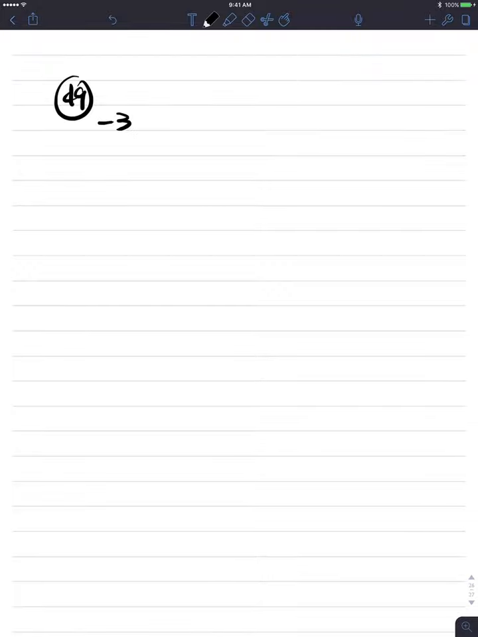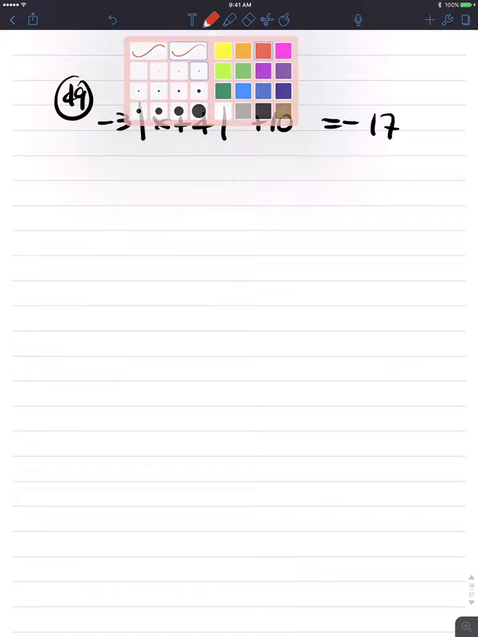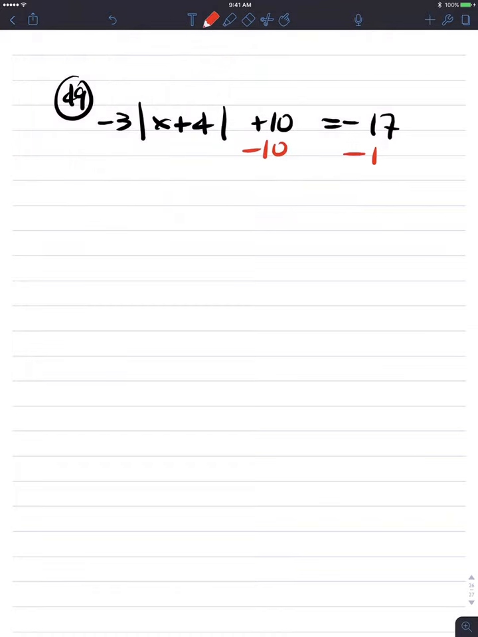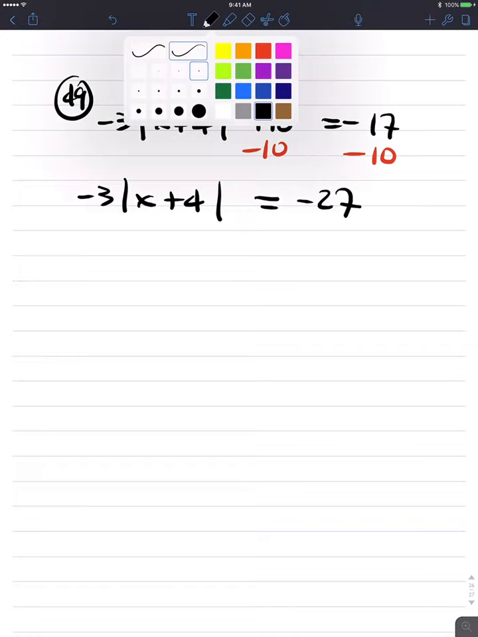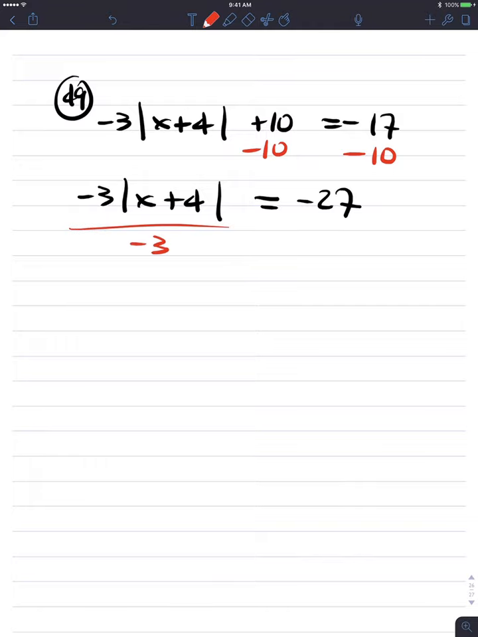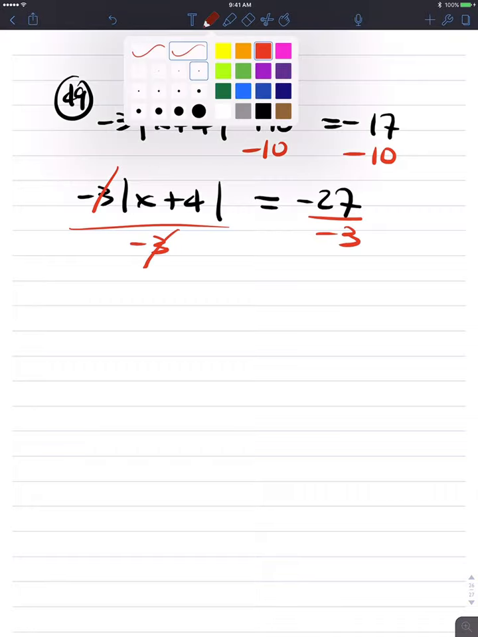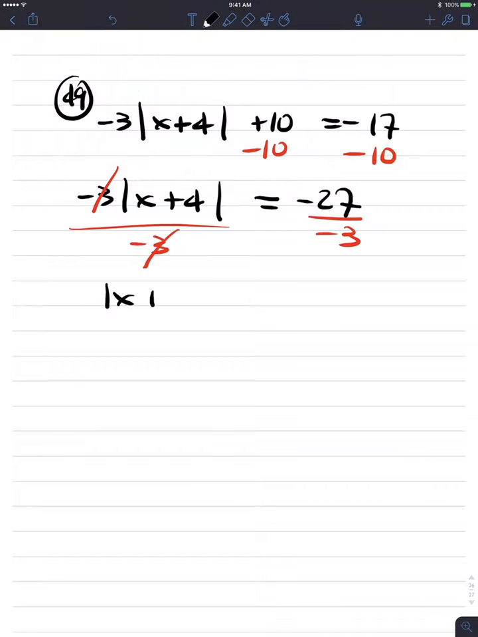Number 49. I have minus 3 absolute value x plus 4, plus 10 is negative 17. We need to solve for the absolute value. So we have negative 3 absolute value x plus 4 is negative 27. Divide both sides by this negative 3, which is multiplied to my absolute value. I get cancellation on the left. I now end up with x plus 4 in absolute value is positive 9.